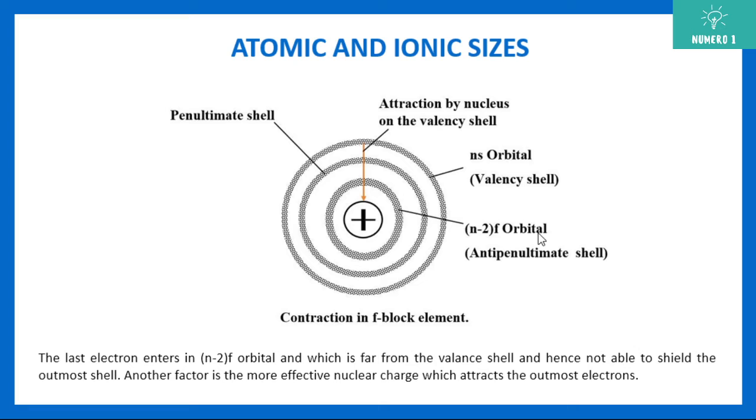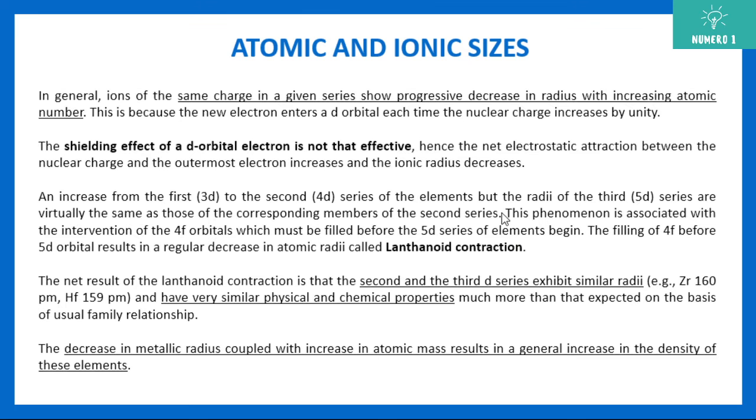So this is also known as lanthanoid contraction, because we are filling f orbital, and that is 4f or 5f. In general, lanthanoid contraction is for lanthanoids, and actinoid contraction for actinoids. There is an increase from the first 3d to the 4d series of the elements, but the radii of the 5d series are very much the same as compared to the 4d series. So there is first an increase from 3d to 4d.